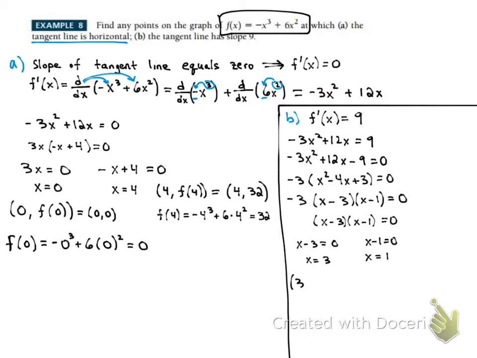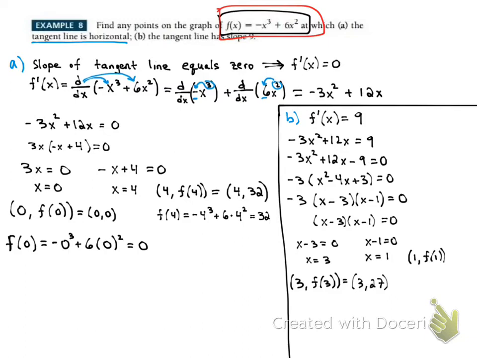Now again, we want to find ordered pairs. So this corresponds to the ordered pair 3 and then f of 3. So to find f of 3, we need to plug 3 back into our original function up here. When you do that, you get 27. So we have the ordered pair 3, 27.